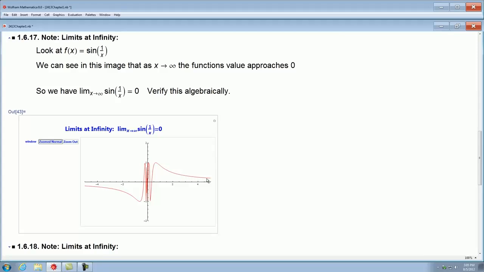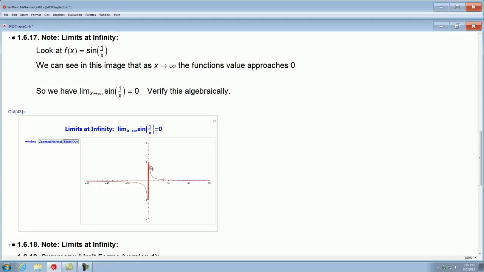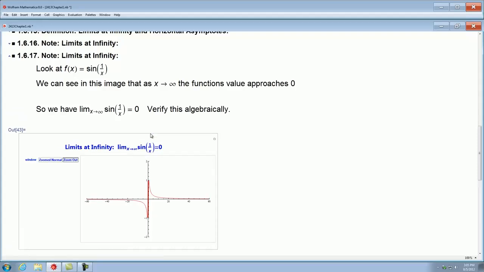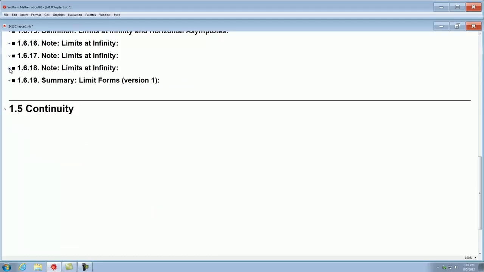And you can see I don't show a whole lot. There, I zoomed out a little more. You can really see that it's starting to go towards 0. Also, if we were to go to negative infinity, you can see the same thing. And we'll verify that algebraically in class, determining why it is 0. But the graph supports our answer. All right, limits at infinity.